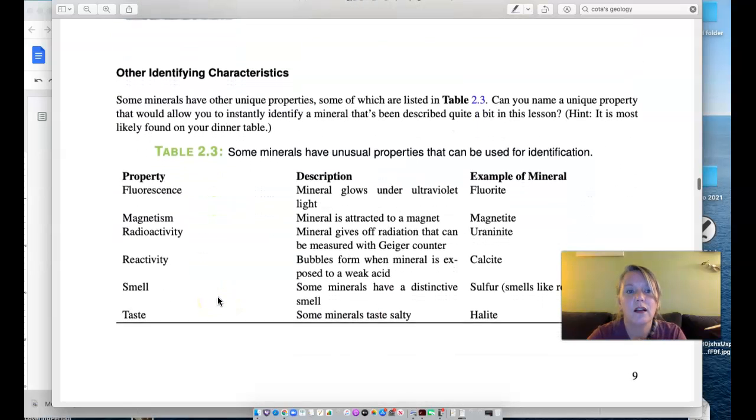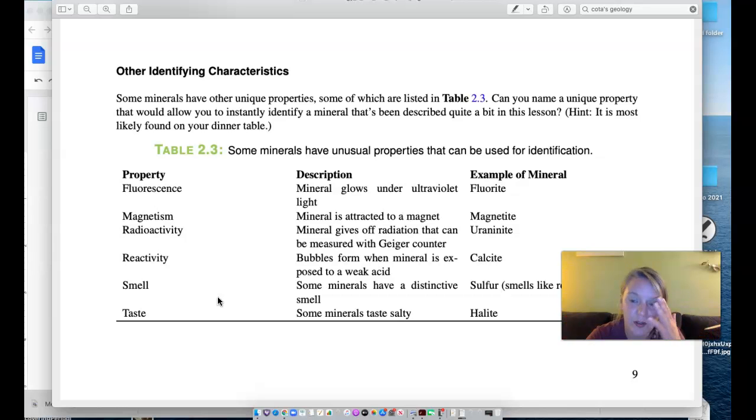And then there are all of these other cool identifying characteristics. Certain minerals have really unique characteristics. For instance, fluorite, if you shine an ultraviolet light or a black light on it, will actually glow, like it'll fluoresce. Magnetite is magnetic. Calcite, we'll be able to do this test in class too. If you drop a little bit of a weak acid, hydrochloric acid, on it, it'll bubble.